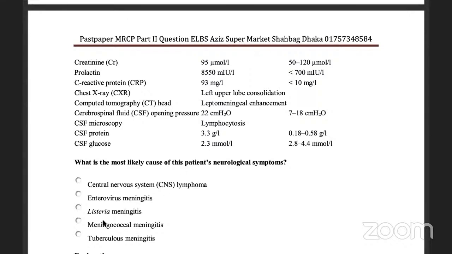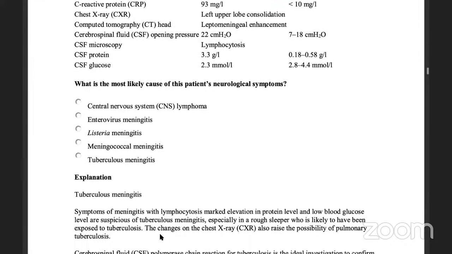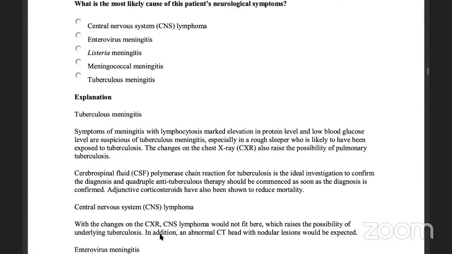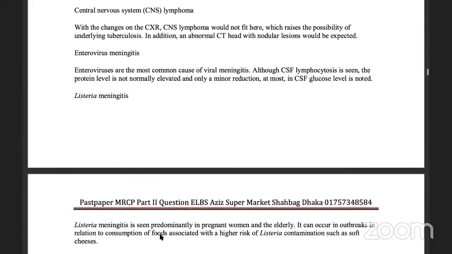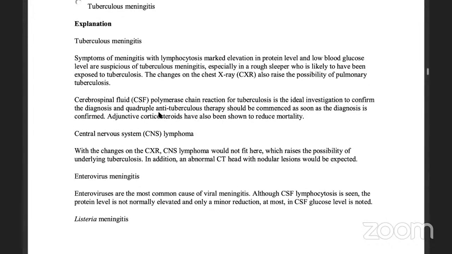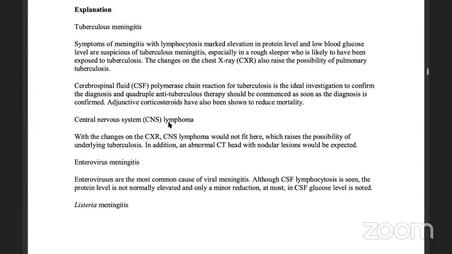So this is meningitis. Okay. Meningococcal meningitis or tuberculosis. Okay. Symptoms of meningitis with marked lymphocyte elevation, raised protein, low glucose, everything. In case of meningeal TB, we give steroids along with anti-TB drugs.